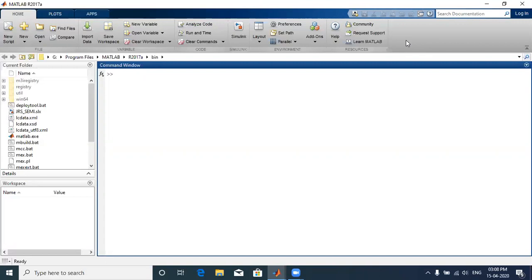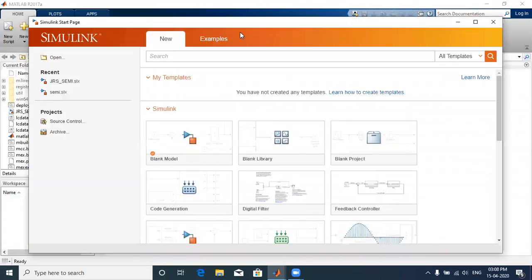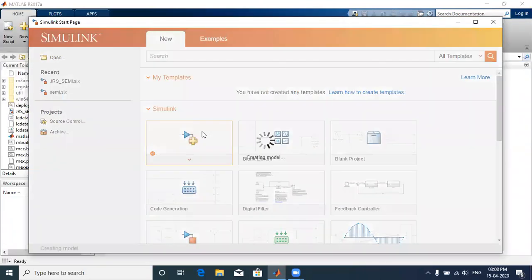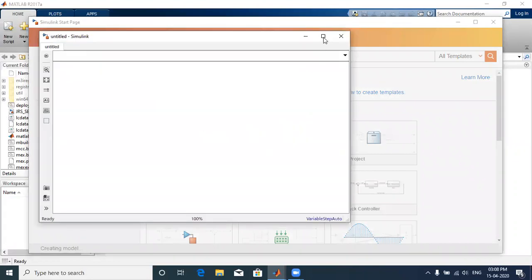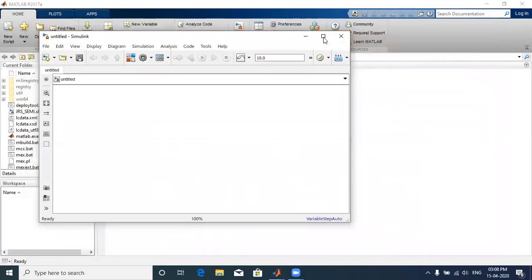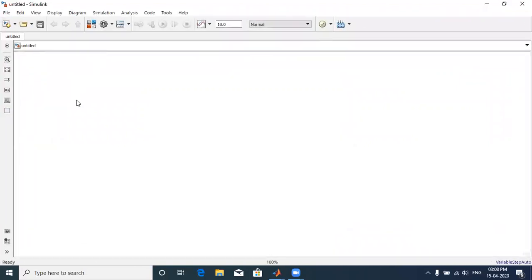So open MATLAB. You can see Simulink over here. Click on Simulink. Open a blank model. So this is the interface where you can place all the different blocks and interconnect them, and you can set different parameters and simulate your design.